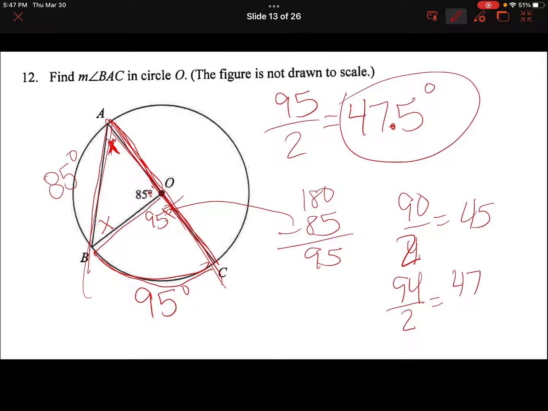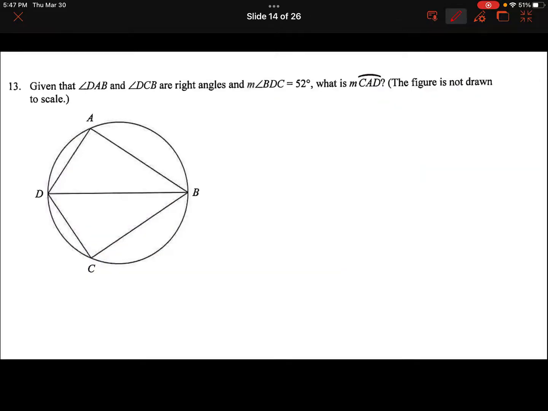All right, we are almost halfway done. So looking at number 13, it says given that DAB and DCB are right angles, so mark them. DAB is a right angle, DCB is a right angle. It says that the measure of angle BDC, this one right here, is 52 degrees. Now what is the measure of arc CAD?